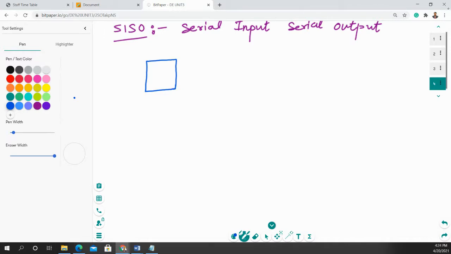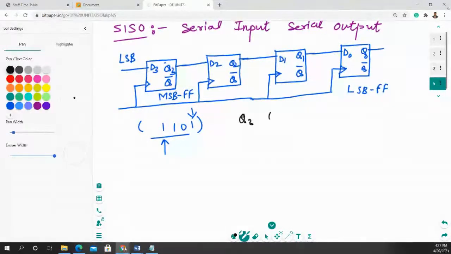Let's suppose that we have 4 flip-flops and they are connected in cascade with each other. Cascade means the output of the first flip-flop is taken as input to the next level. So you have the outputs Q0, Q1, Q2 and Q3, 4 outputs, and you will provide the clock signal.